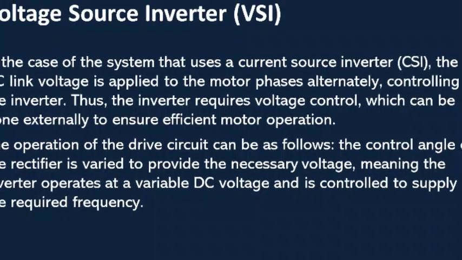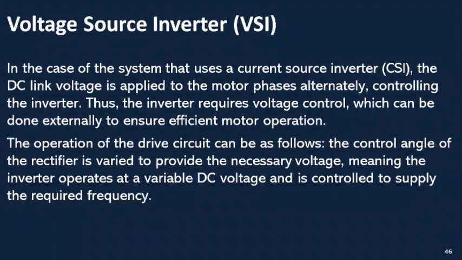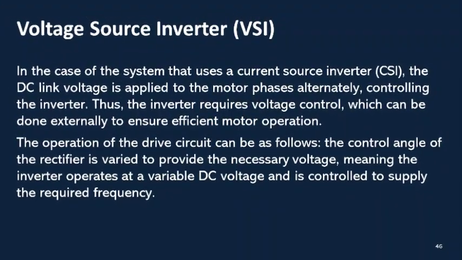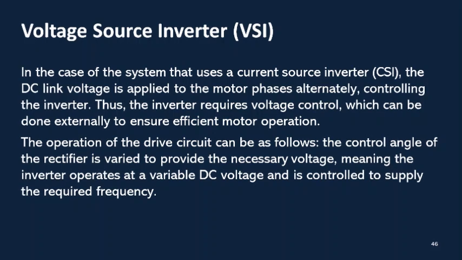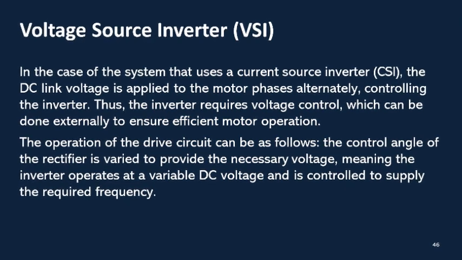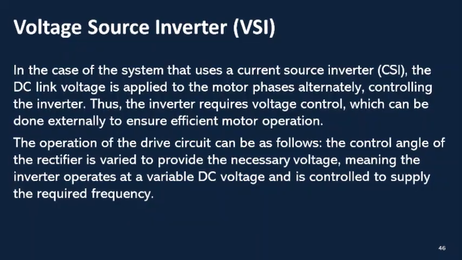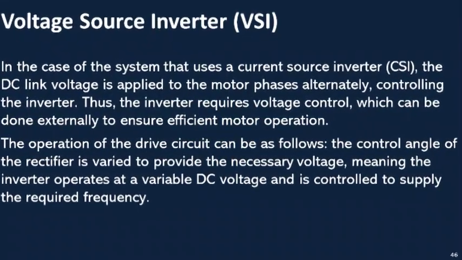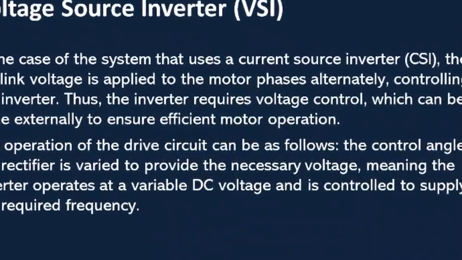For a system utilizing a current source inverter, CSI, the DC link voltage is alternately applied to the motor phases to control the inverter. Consequently, the inverter necessitates voltage control, which can be managed externally to ensure the motor operates efficiently. The drive circuit operates by varying the rectifier's control angle to adjust the voltage, allowing the inverter to run at a variable DC voltage and supply the needed frequency.